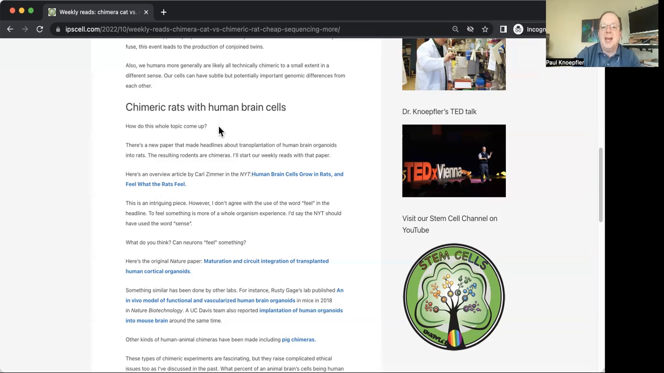It also depends on the type of human cells. So if you're putting human neurons or cells that become neurons, like certain kinds of human stem cells, into an animal's brain, then you might imagine there could be more human-like activity in there, even if it's not necessarily really thought.